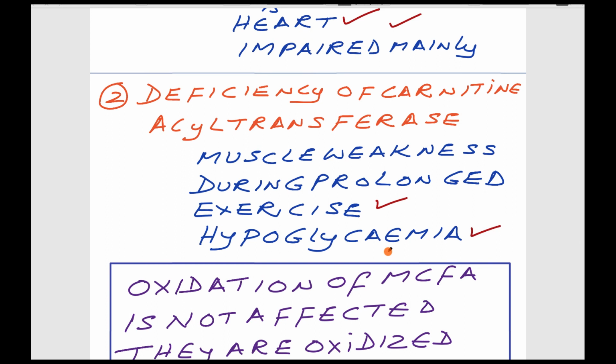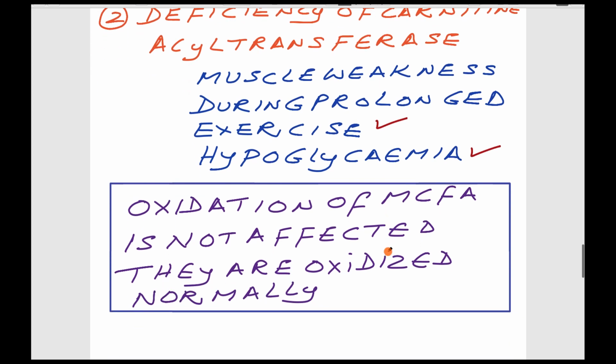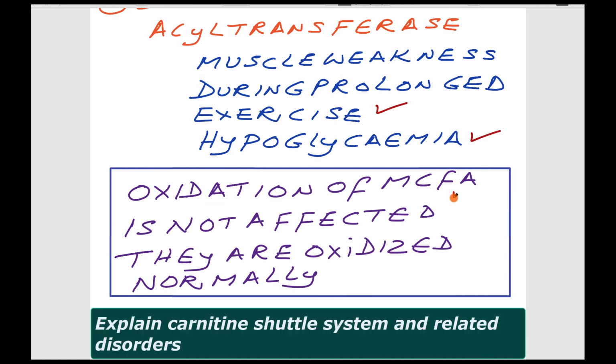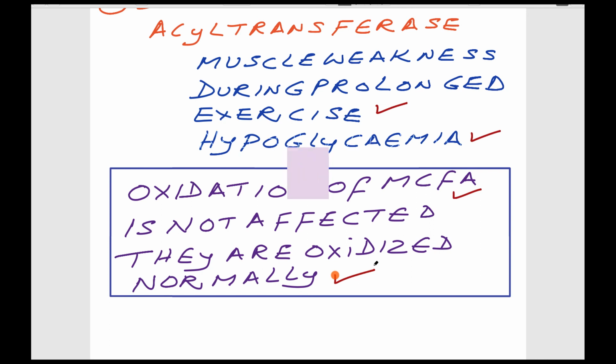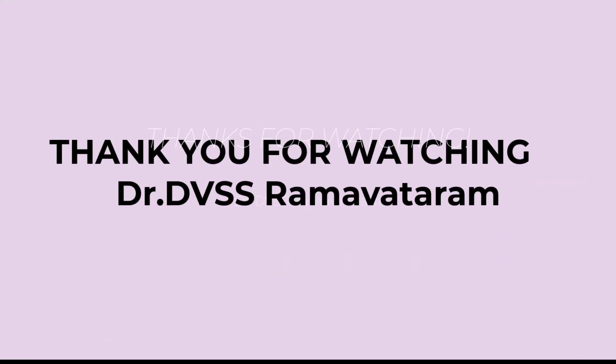Under these conditions, with deficiency of the carnitine acyl transferase system, the diet advised contains medium chain fatty acids, because they are not affected and are oxidized normally. So this is about how the activated fatty acid is transported into the mitochondria with the help of the carnitine shuttle system. In the next session, we will discuss beta oxidation.